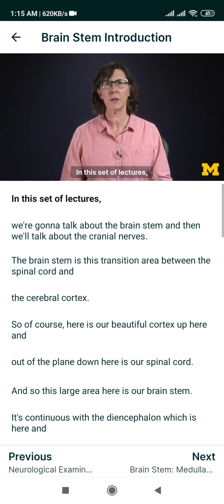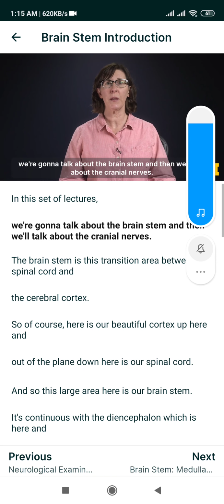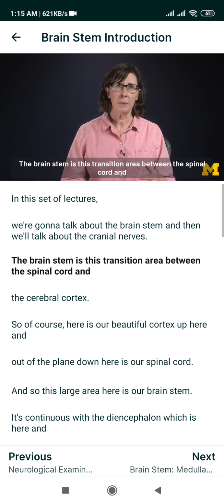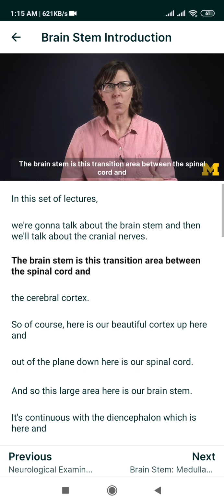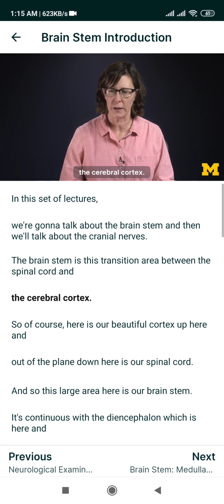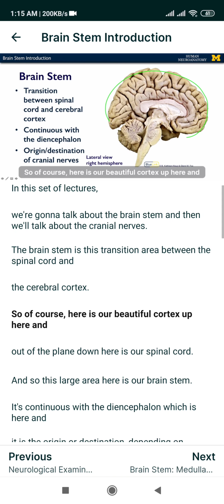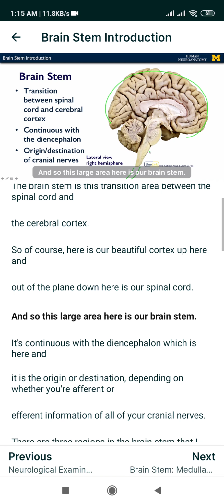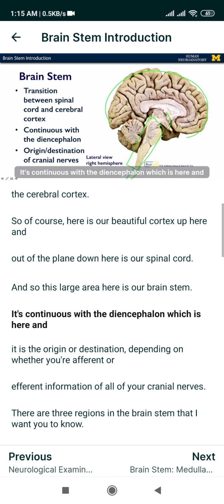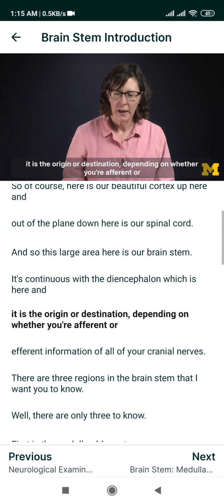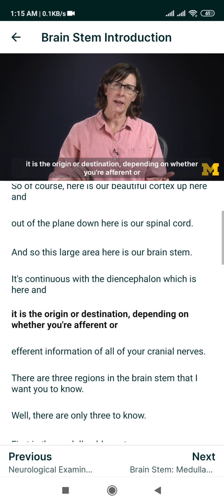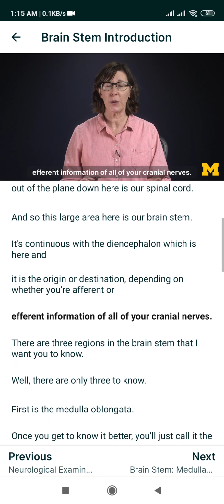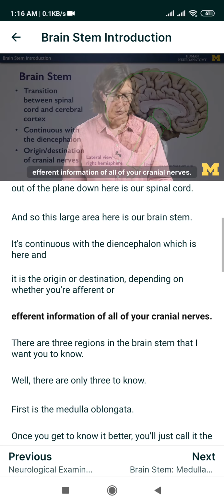In this set of lectures, we're going to talk about the brainstem, and then we'll talk about the cranial nerves. The brainstem is this transition area between the spinal cord and the cerebral cortex. So, of course, here's our beautiful cortex up here, and out of the plane down here is our spinal cord. And so this large area here is our brainstem. It's continuous with the diencephalon, which is here. And it is the origin or destination, depending on whether you're afferent or efferent information, of all of your cranial nerves.